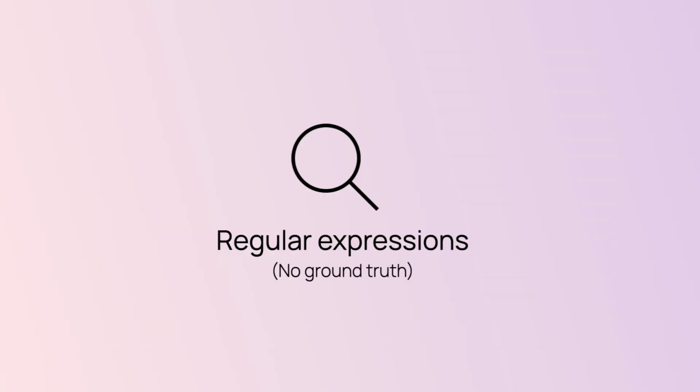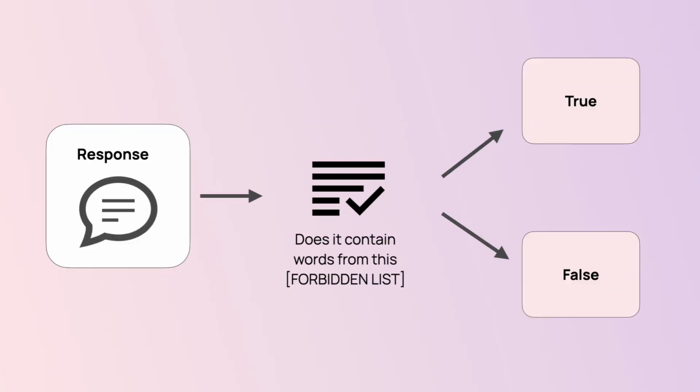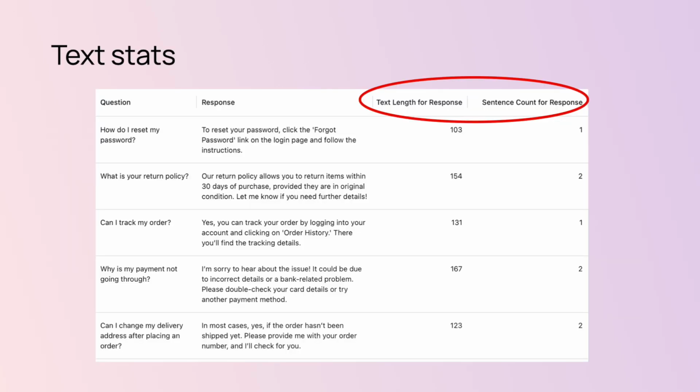Finally, you can use deterministic methods like regular expressions. It might seem old school, but they are still great for spotting patterns. For example, you can check if there are any banned or forbidden words in the responses, or maybe check for phrases like "as an AI language model," or verify that the response contains a link. This approach is fast, simple, and easy to control. You can even look at basic text statistics like length or share of special symbols.